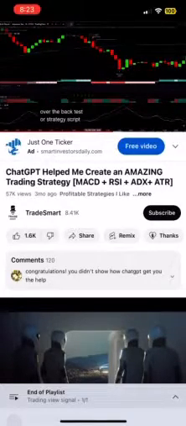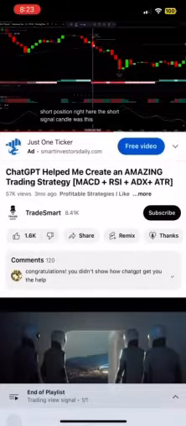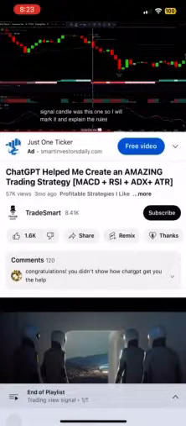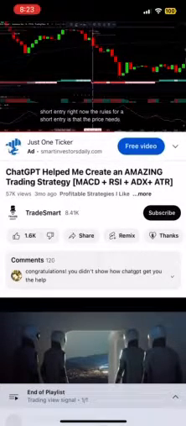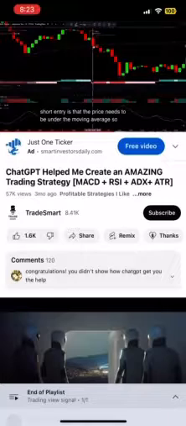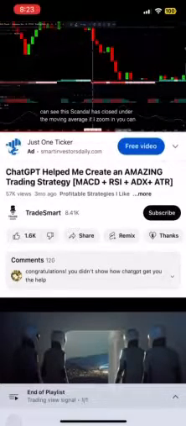Our strategy script indicates a valid short position right here. The short signal candle was this one, so I will mark it and explain the rules for a short entry right now. The rule for a short entry is that the price needs to be under the moving average. So as you can see, this candle has closed under the moving average. If I zoom in, you can see it clearer.